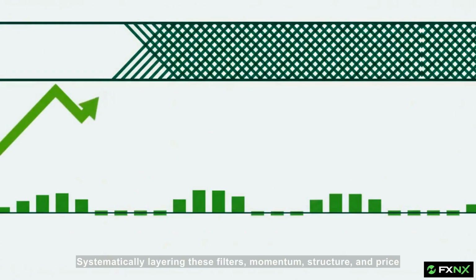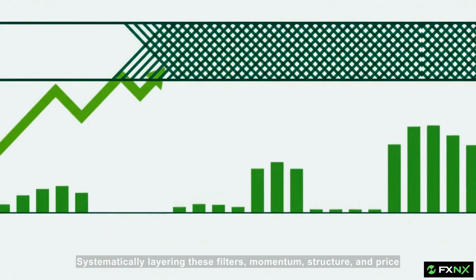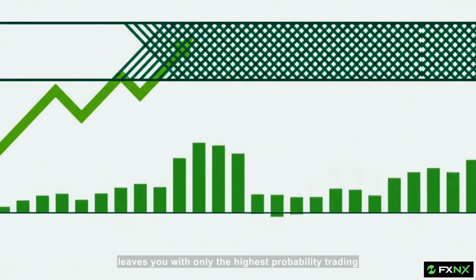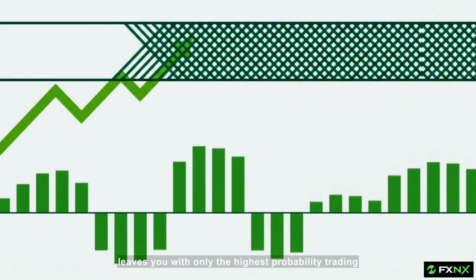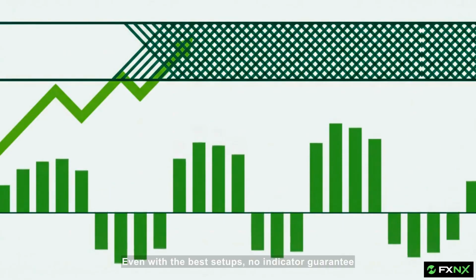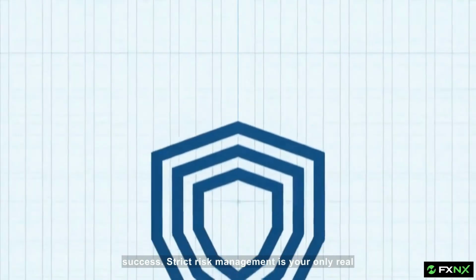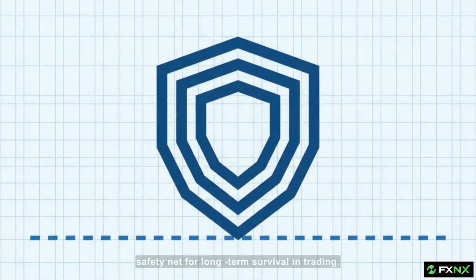Systematically layering these filters, momentum, structure, and price action, eliminates the noise of the market. It leaves you with only the highest probability trading setups. Even with the best setups, no indicator guarantees success. Strict risk management is your only real safety net for long-term survival in trading.